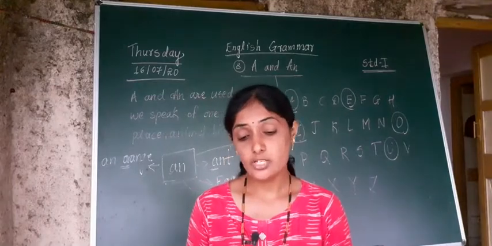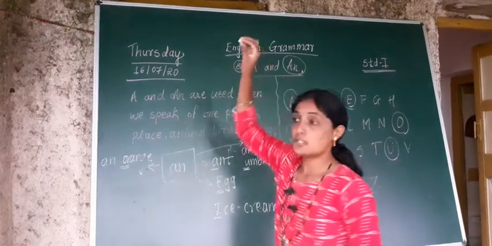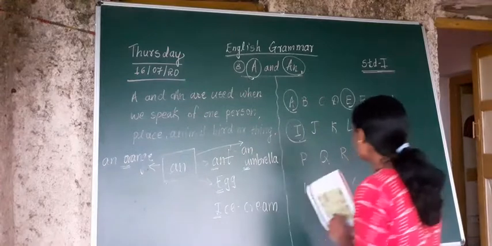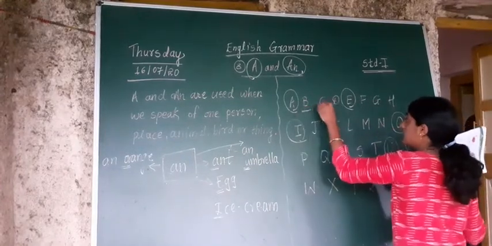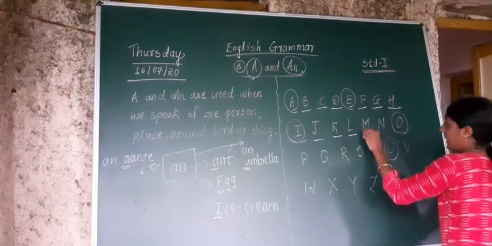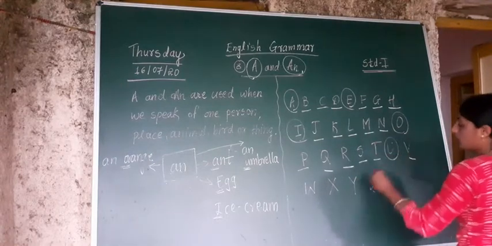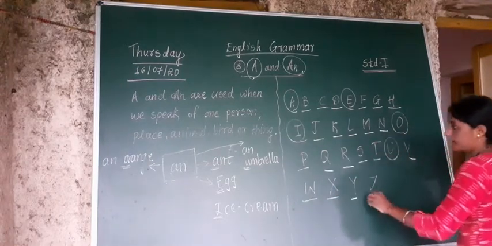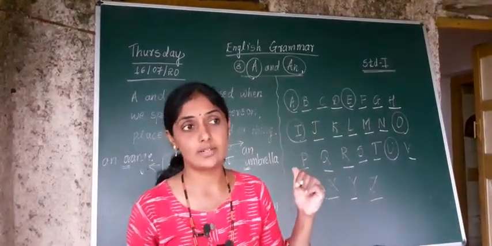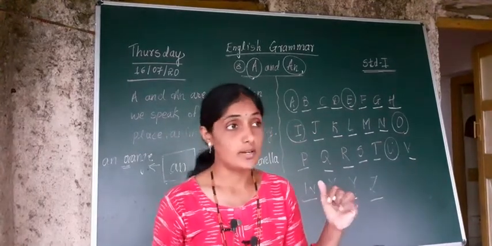Now here the second one is told, that is A. An is used when? An is used before vowels. Now when A is used, the remaining letters are B, C, D, F, G, H, J, K, L, M, N, P, Q, R, S, T, V, W, X, Y and Z. These remaining consonants, 21 consonants are there, you know it very well. There are 5 vowels and 21 consonants.